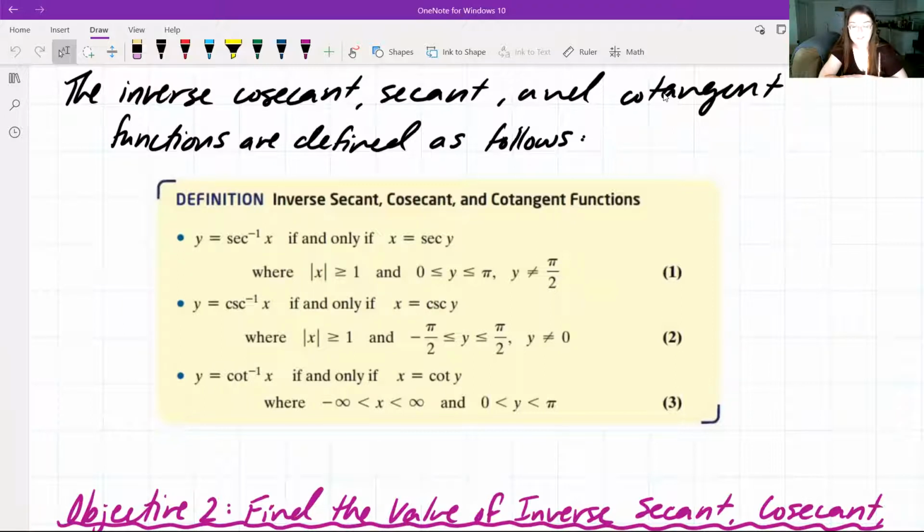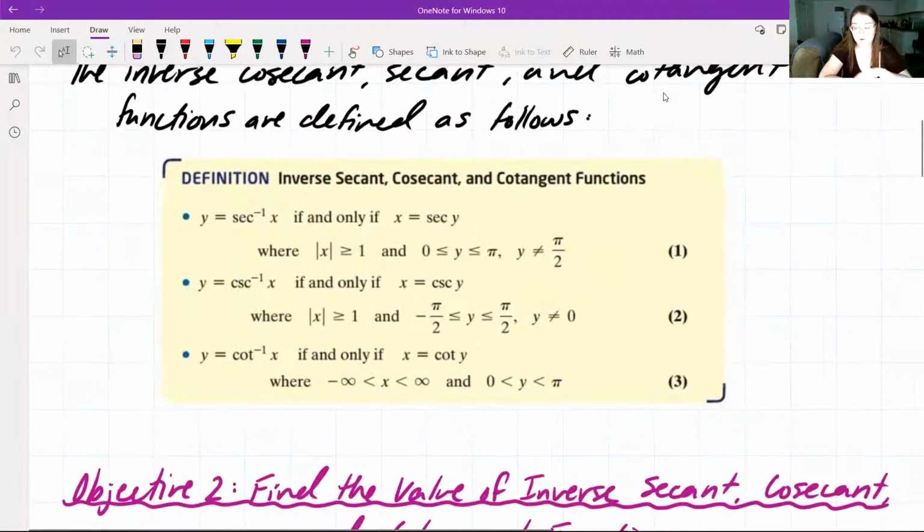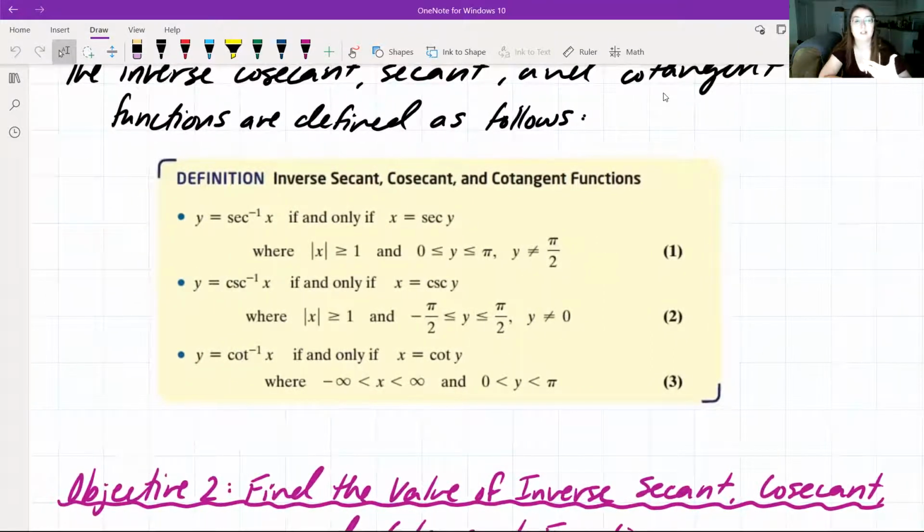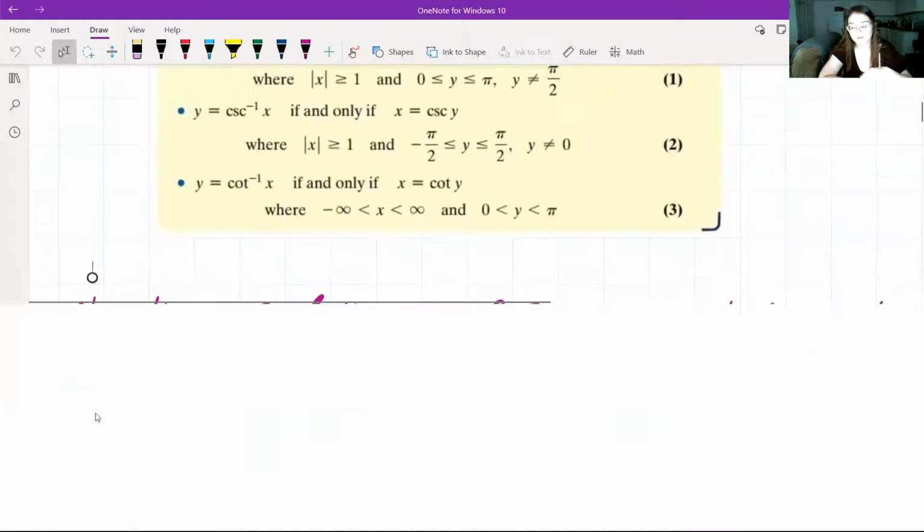Then lastly, y is equal to cotangent inverse of x if and only if x is equal to cotangent of y, where x is between negative infinity and infinity, so that range is between negative infinity and infinity, and y is between 0 and pi, not including 0 or pi. So these are our definitions of our inverse functions for secant, cosecant, and cotangent.